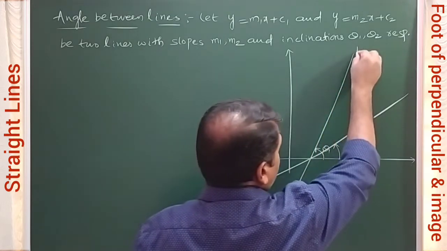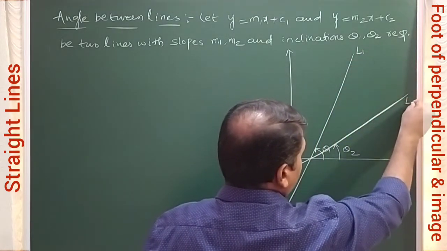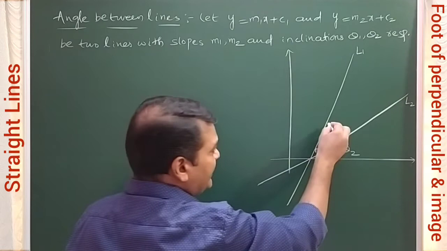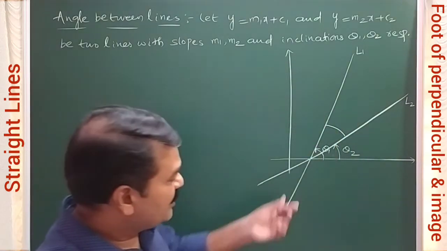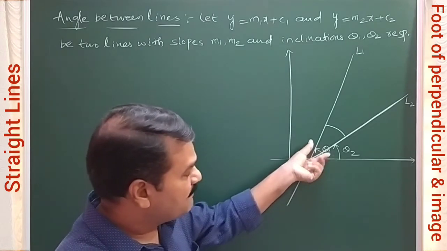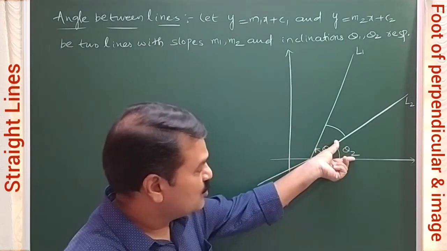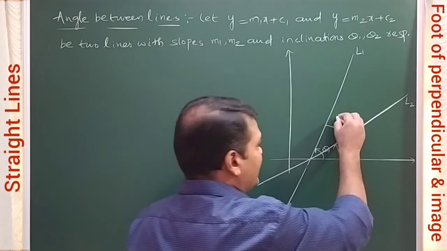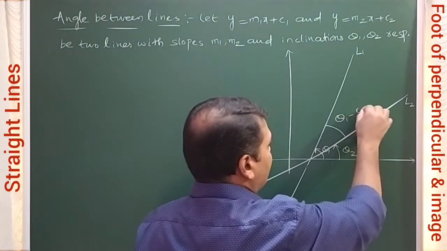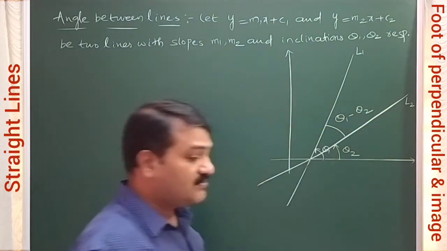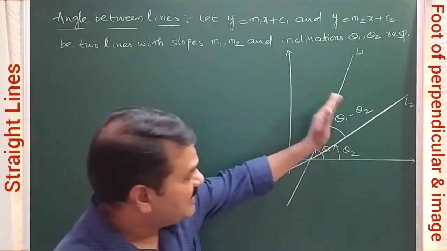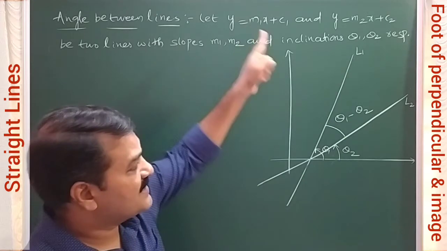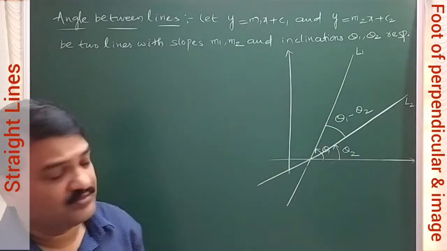So let us take the first line as L1, second line as L2. Angle between the lines is actually this one. So we know that this is theta 1, whereas this is theta 2. The remaining portion angle is going to be theta 1 minus theta 2. So from the figure it is clear that angle between the given lines is theta 1 minus theta 2.